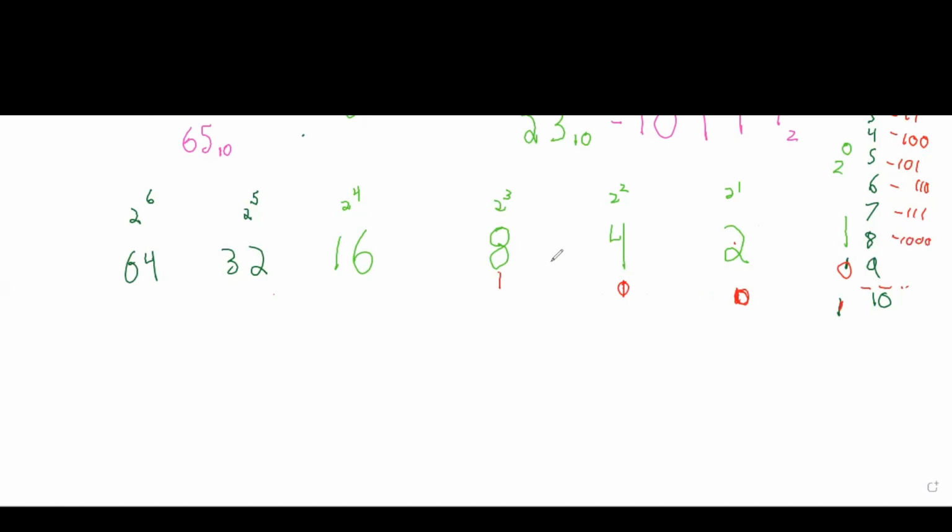9, I need an 8 and a 1. So it'll be 1, 0, 0. For the 4, I need 2 and then a 1. 8 plus 1 is 9. So it'll be 1, 0, 0, 1. And 10, same idea. To get 10, I need a 1 for the 8, no 4, and a 2. So it'll be 1, 0, 1, 0.